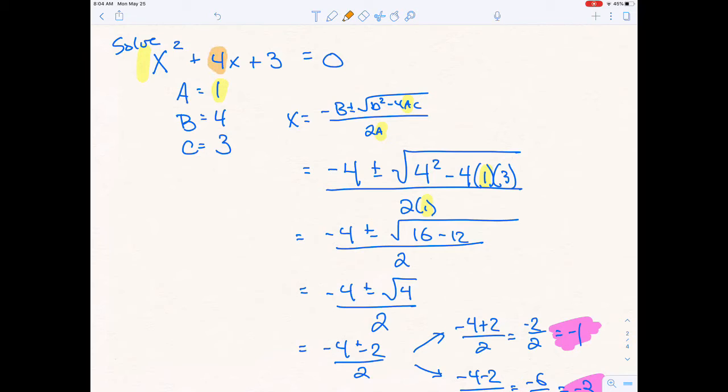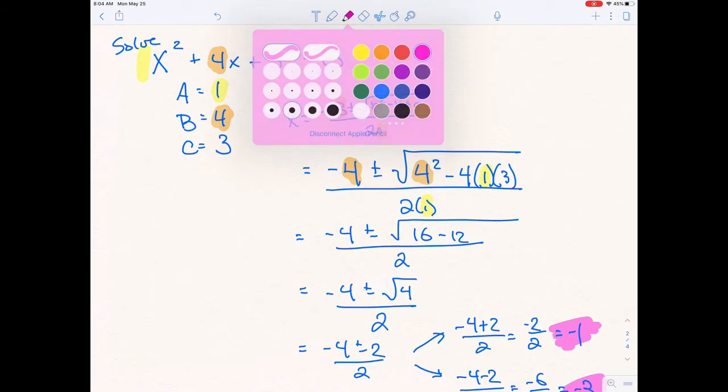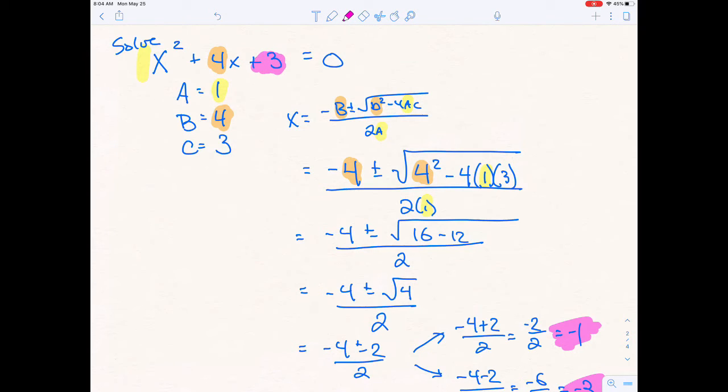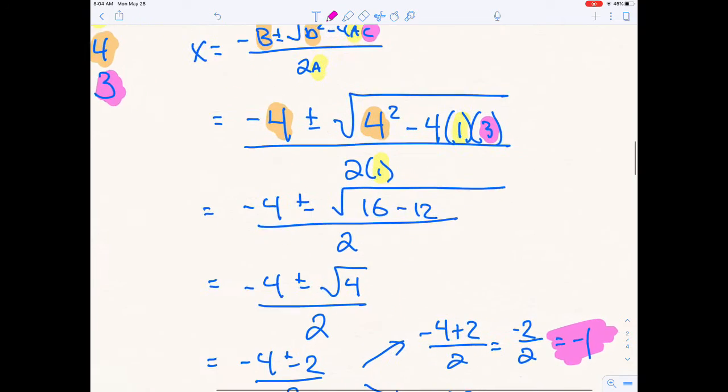The b value is 4, so I put that here and here, again, right after the negative sign, and I square it. And then the c value, let's pick pink because it's fun, is plus 3. So c is plus 3, c goes right at the end, so there's my plus 3. And one more time, I've filled in my entire equation.